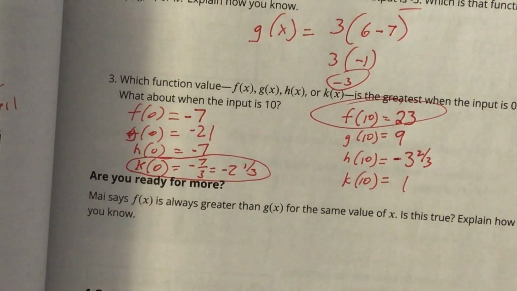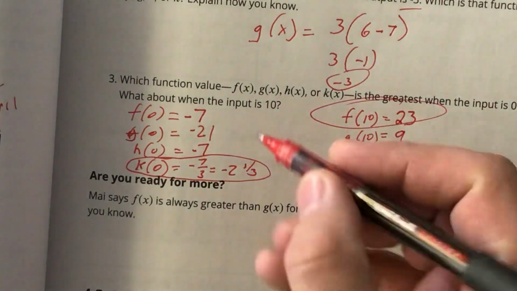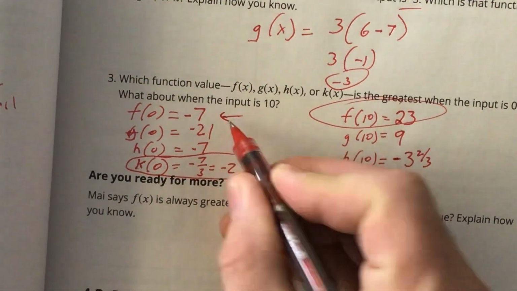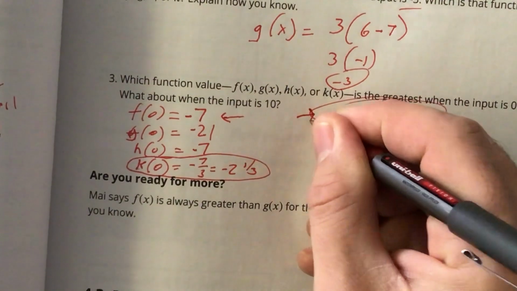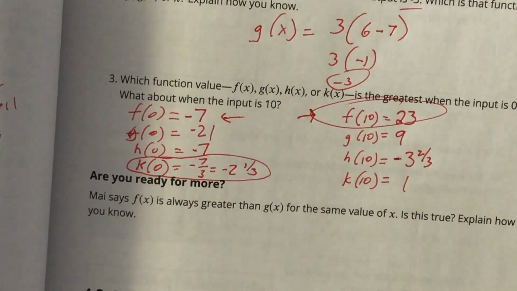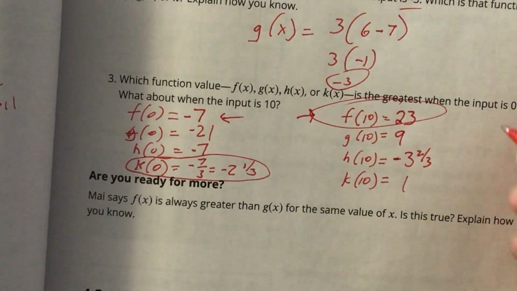Maya says f of x is always greater than g of x for the same value of x. Do you agree with that? No. So we did 2 examples here. We did 0. F was bigger than g. We did 10. F is bigger than g. Will that always be the case? Oh, no, because it could be a negative. Let's try a negative quick into those 2. Give me a good number to try.